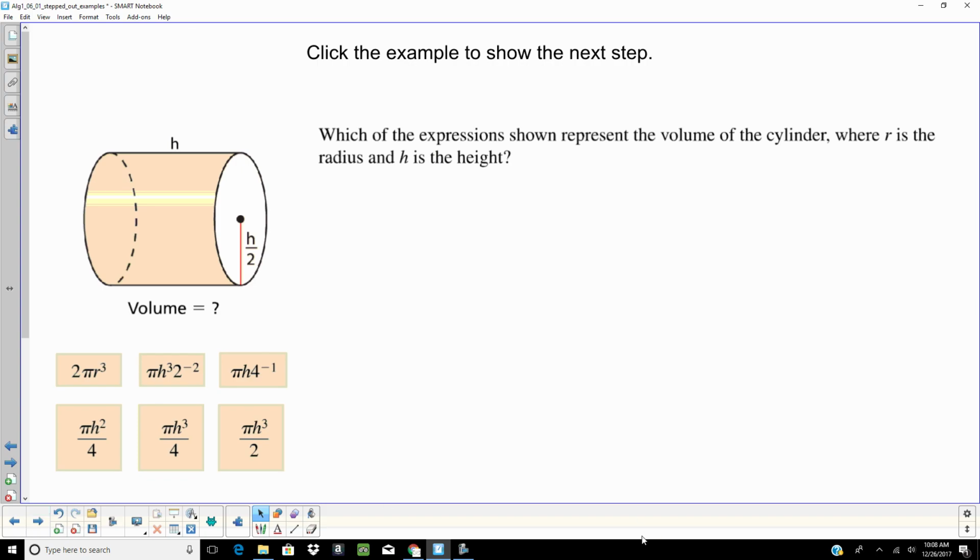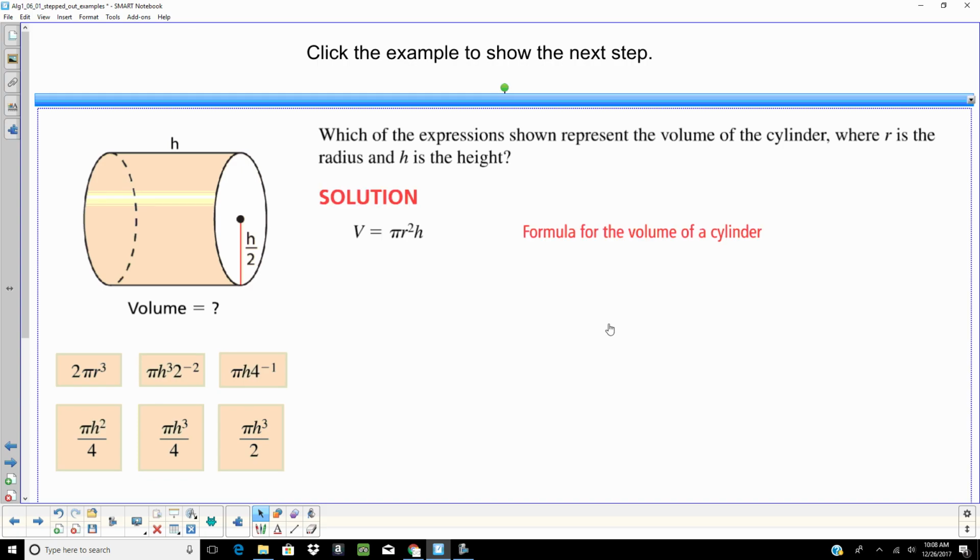All right, let's do a word problem. Which expression shown represents the volume of a cylinder where r is the radius and h is the height? So there's the formula for volume of a cylinder. The radius is h over 2. That's kind of given to you right there.